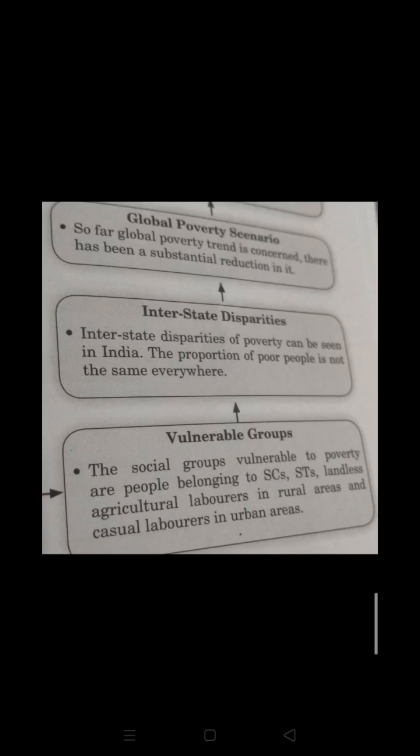The proportion of poor people is not the same all over the country. Poverty is still a serious problem in Odisha, Bihar, Assam, Tripura and Uttar Pradesh. Odisha and Bihar continue to be the two poorest states with the highest poverty ratio. Along with rural poverty, urban poverty is also high in Odisha, Madhya Pradesh, Bihar and Uttar Pradesh.